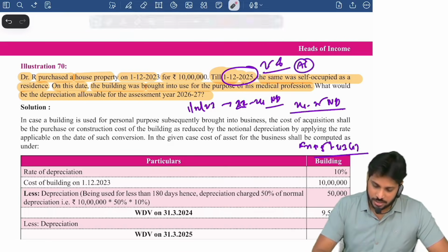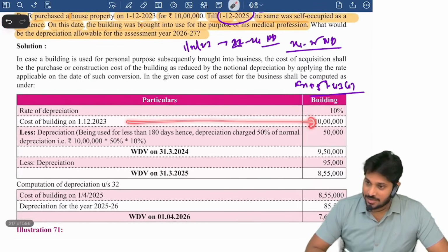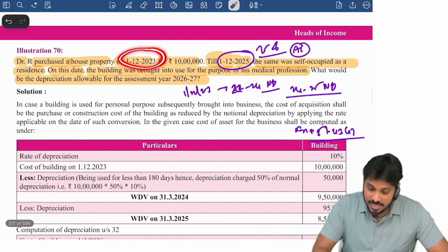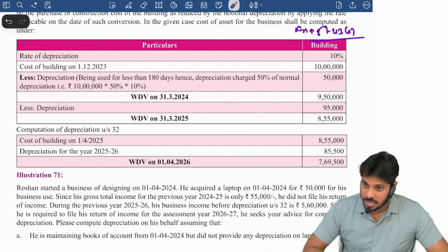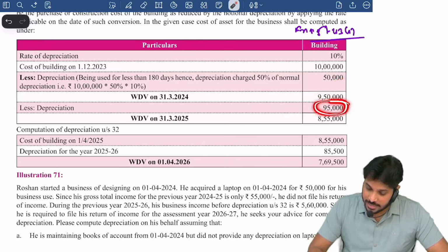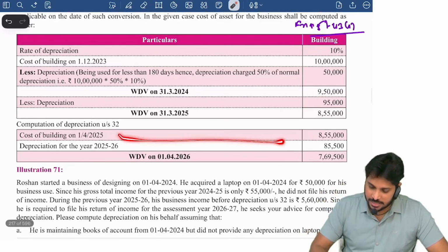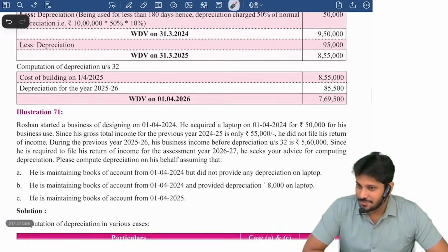Now look at this. Cost of the building is 10 lakh. Remember, in 23-24 we need to calculate notional depreciation, right? But in that year it is used for less than 180 days, from 1st December onwards, therefore 5%, therefore 9 lakh 50. Minus depreciation for 24-25, which you should calculate. So the WD value for the current year opening is 8 lakh 55. Now in the current year, how much depreciation? Directly 10%. That's it. Clear? Easy. Not a big deal.